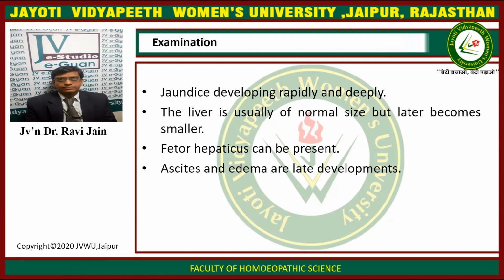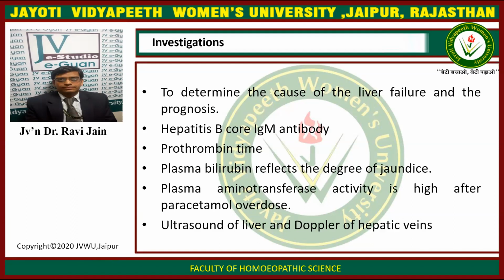Here the jaundice is developing very rapidly. The liver is usually normal in size, but later on, it's small. Fetor hepaticus can be present. Fetor is the offensive smell that occurs in the case of liver disease. Ascites and edema are the big developments that can occur later in this process.